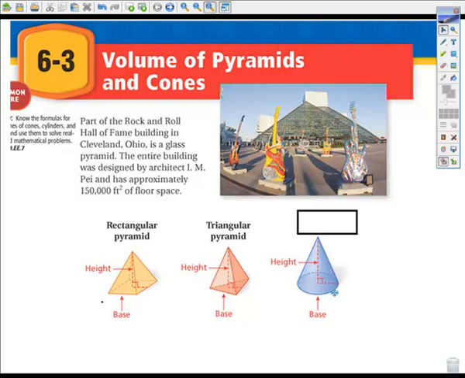And finally, this shape here is a cone. You have a circular base. It still looks sort of triangular on the sides, but they're not actually triangles. If I were to pull this apart, and I can show you a demonstration in class, it's a cool looking shape when you pull it apart. So this is a cone.